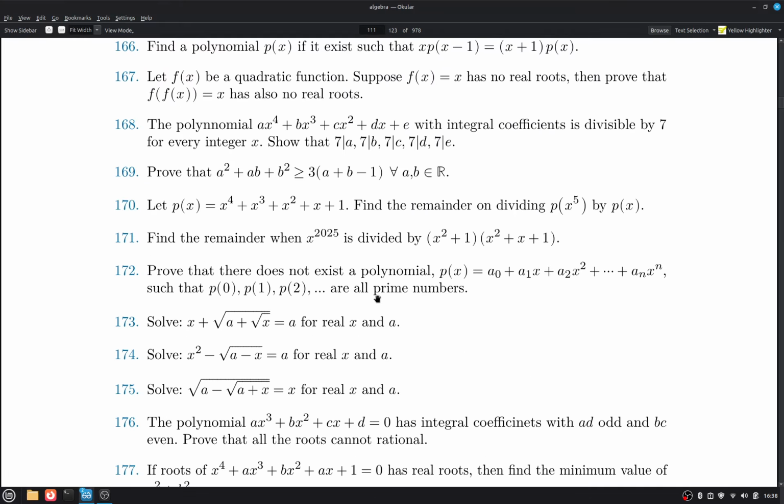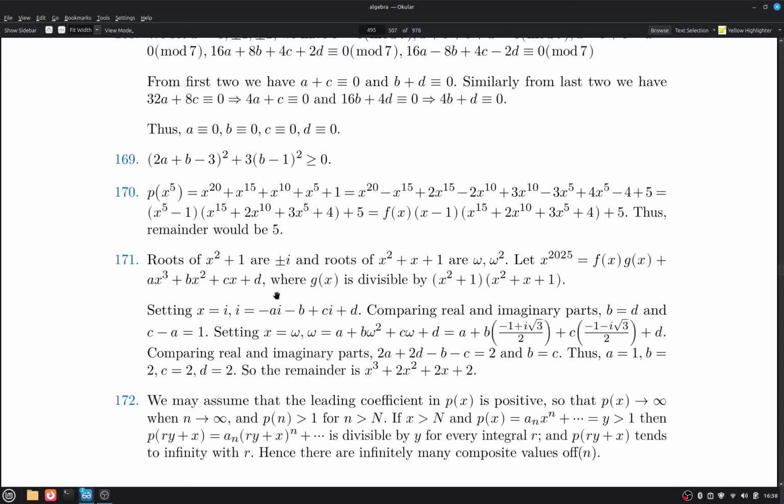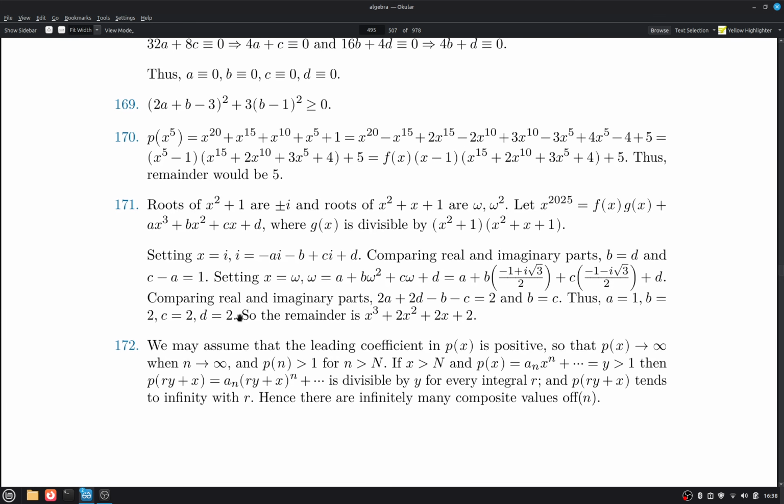Now we look at question 172. It says to prove that there does not exist a polynomial p of x equal to a0 plus a1x plus a2x squared plus so on up to an x to the power n such that p(0), p(1), p(2), and so on are all prime numbers. We can assume that the leading coefficient in p(x) is positive, so that p(x) tends to infinity as x tends to infinity, and p(n) is greater than 1 for n greater than a natural number, capital N.